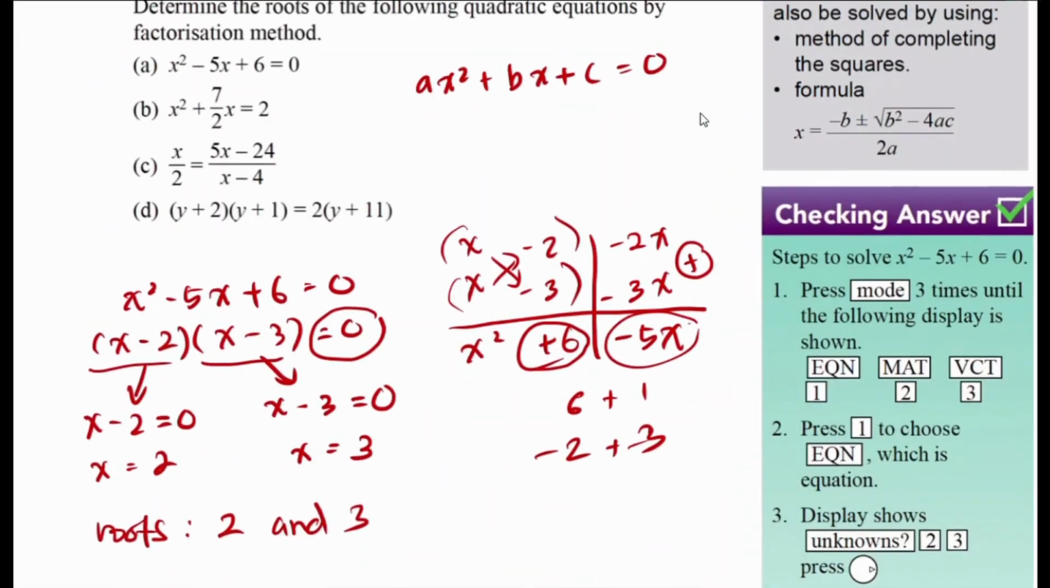Okay, x squared plus 7 over 2x equal to 2. Correct? Alright, so x squared plus 7 over 2x equal to 2. Okay, like I said, first you need to make sure that the quadratic equation is in general form, which is in the form of ax squared plus bx plus c equal to 0.